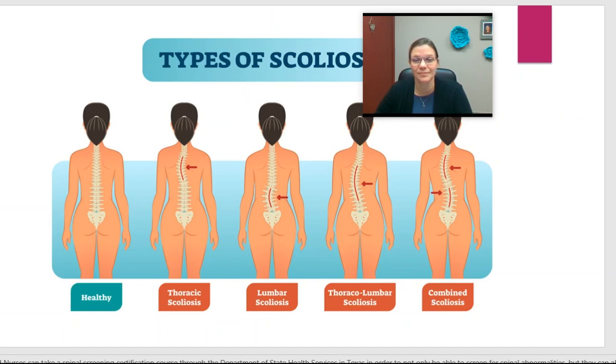Let's look at some photos. There's different types of scoliosis. This one doesn't show any of the twisting.